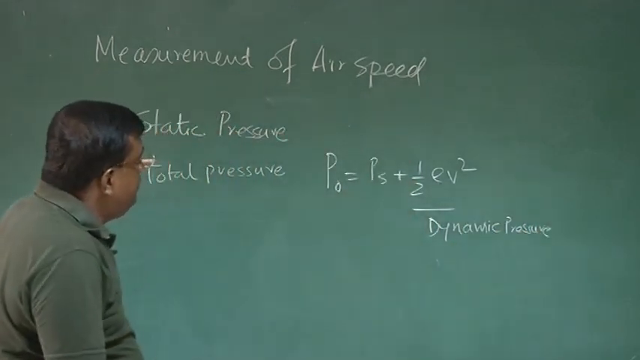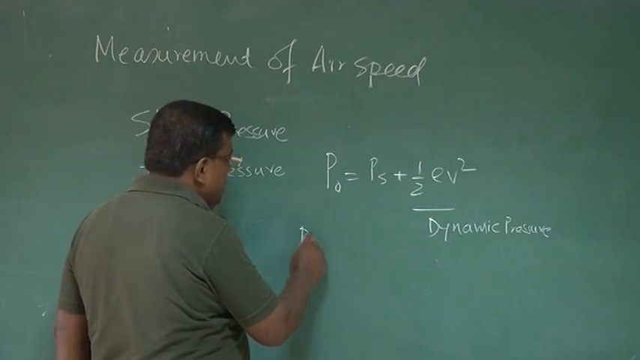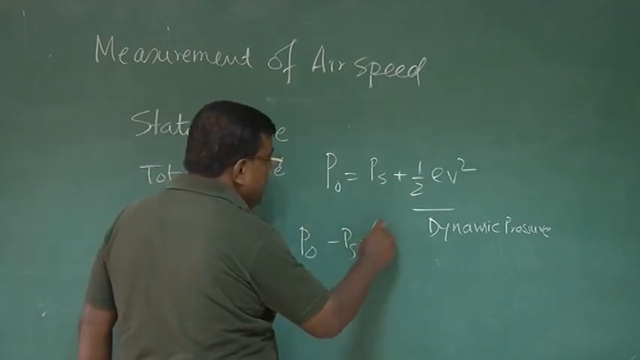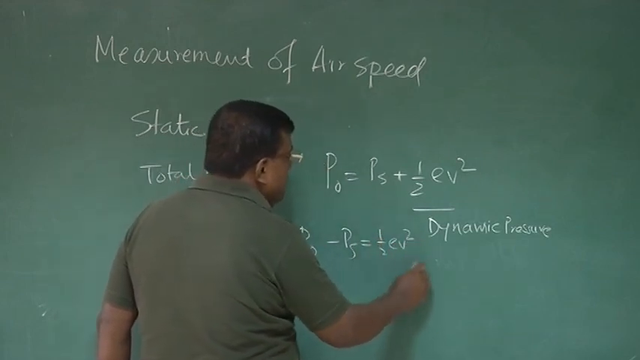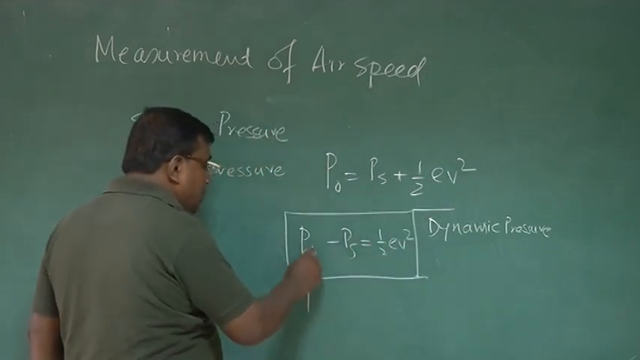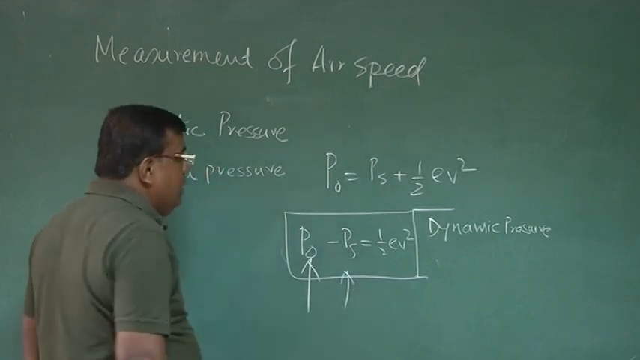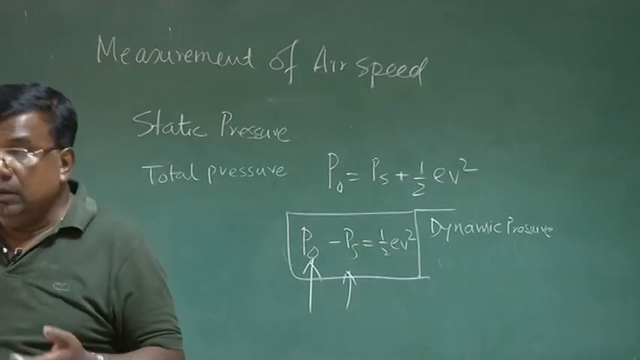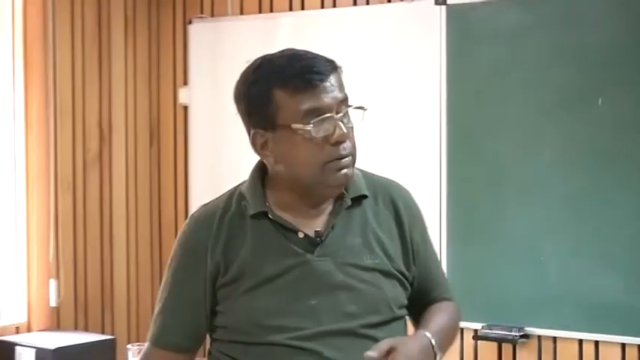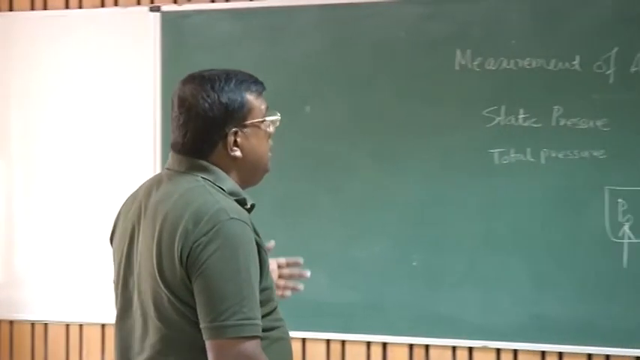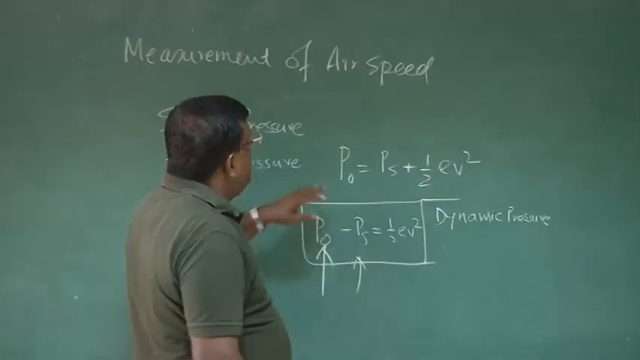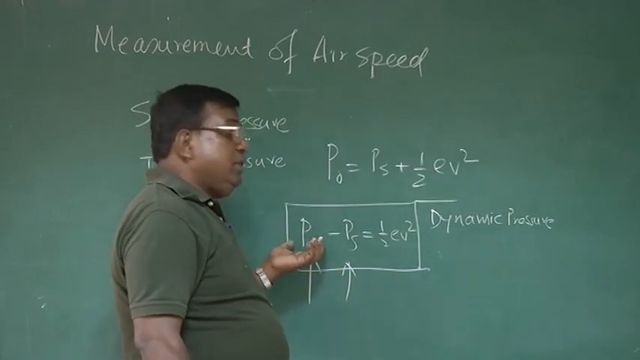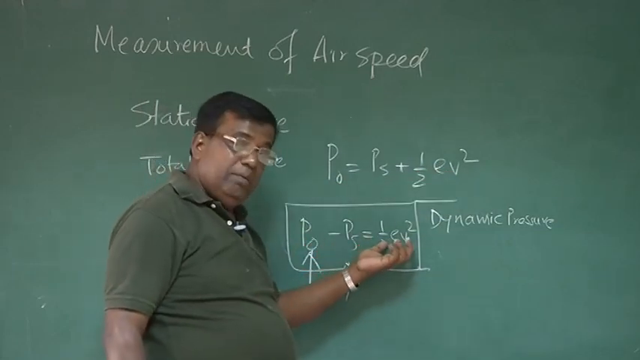Let us see what is the difference between static pressure and total pressure. This is nothing but half rho v square. So the difference between total pressure and static pressure is nothing but dynamic pressure. I am referring to low speed incompressible flow, so whatever we'll be using now, keep that at the back of your mind. I repeat again, total pressure is static plus dynamic pressure, so the difference between total and static is nothing but dynamic pressure.